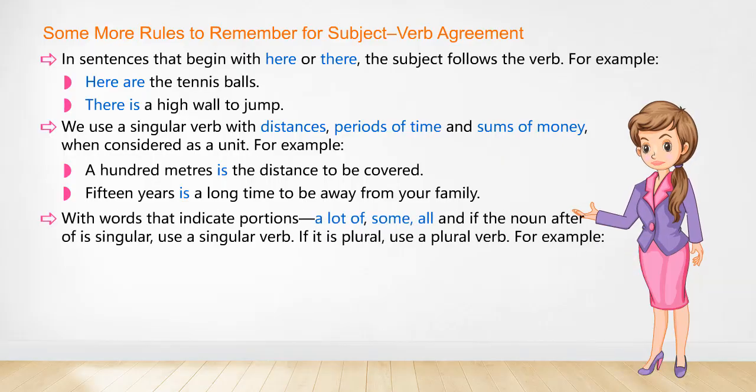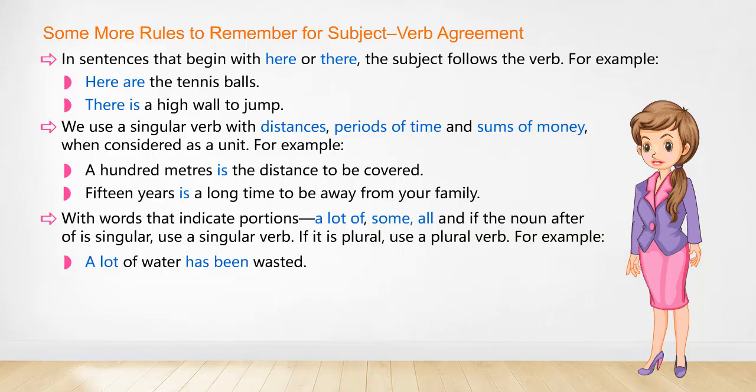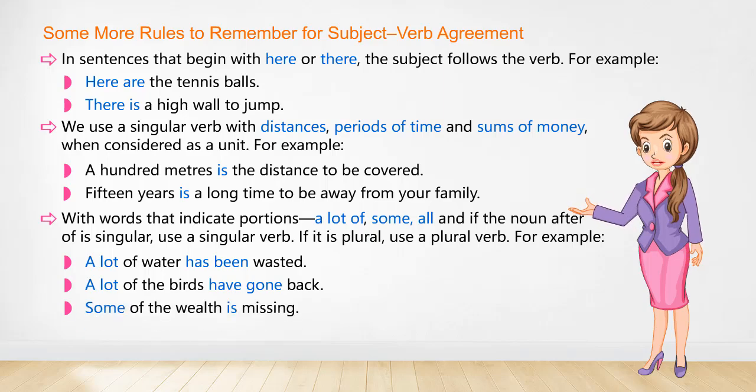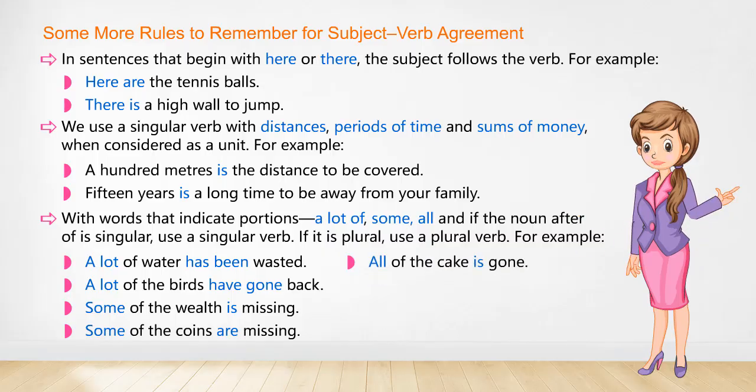With words that indicate portions, a lot of, some, all, if the noun after of is singular, use a singular verb. If it is plural, use a plural verb. For example, a lot of water has been wasted. A lot of the birds have gone back. Some of the wealth is missing. Some of the coins are missing. All of the cake is gone. All of the pastries are gone.